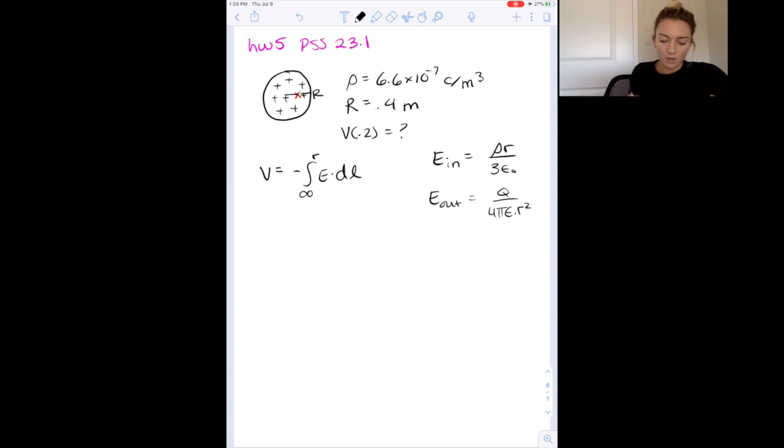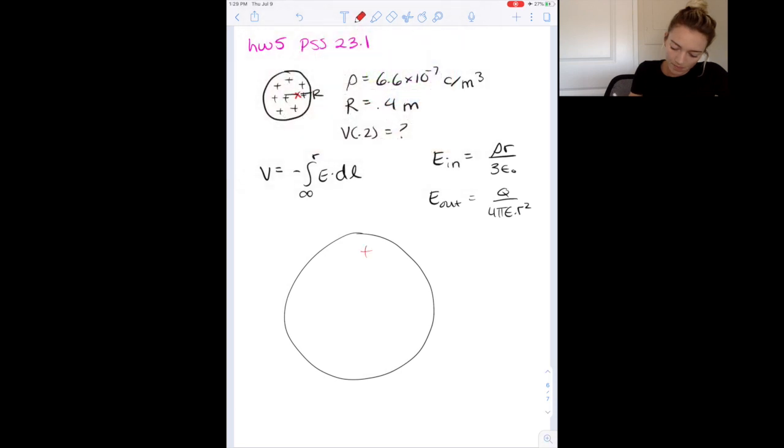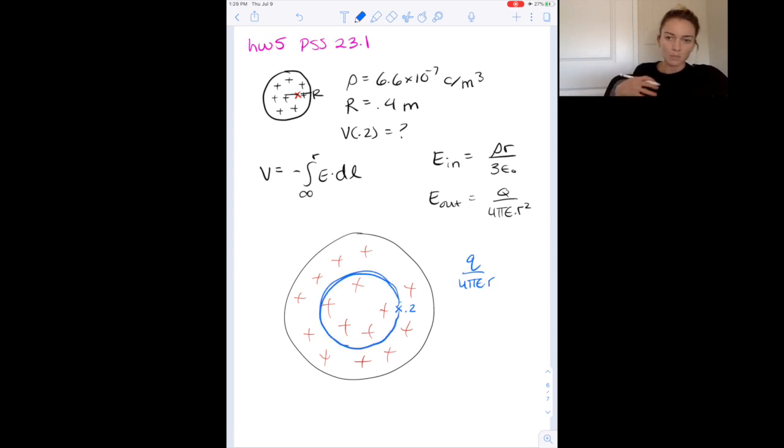Now, the reason why we have to integrate over the electric field is that when we're inside the sphere, and it has all these point charges everywhere, uniform, so they're everywhere here, we can't just say the potential inside is Q over 4 pi epsilon naught r, where r is that 0.2 meters in. You can't do that because if I drew my Gaussian surface somewhere here, the potential inside some region depends on the charge outside.